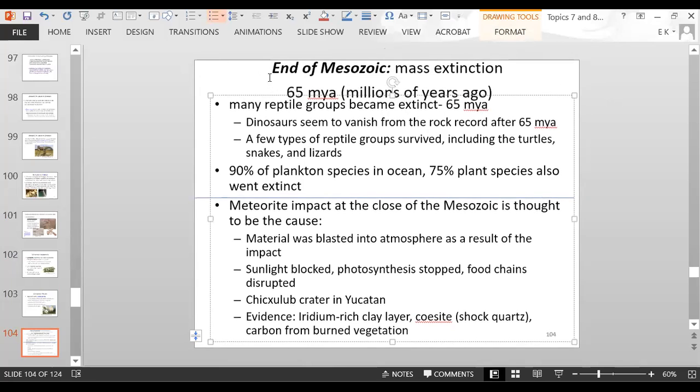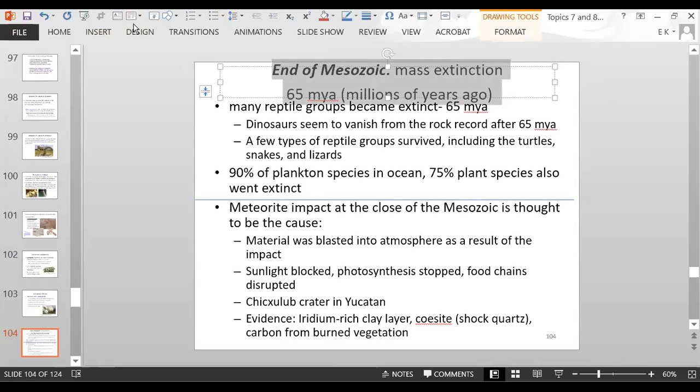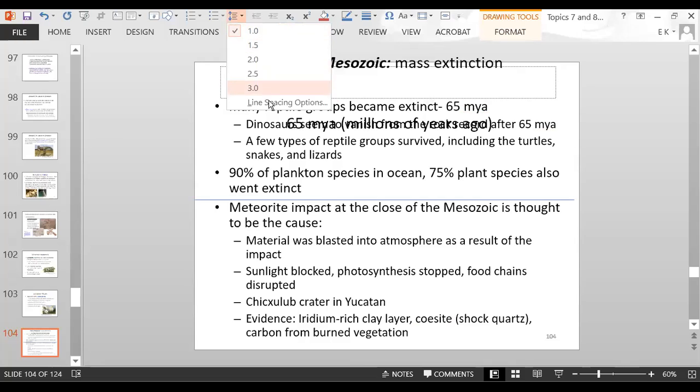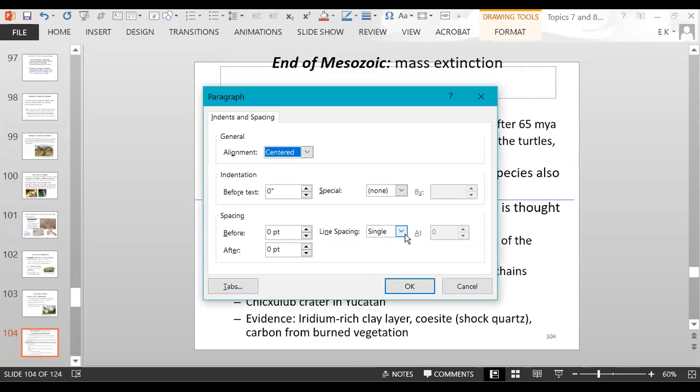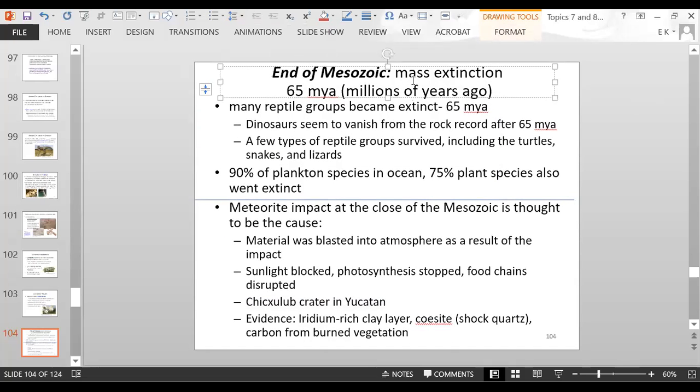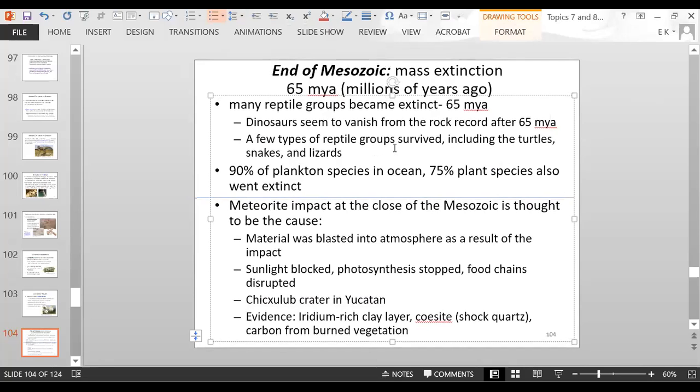Okay, so 65 million years ago, we had this mass extinction. Dinosaurs seem to vanish from the rock record after 65 million years. A few types of reptile groups did survive, and that includes turtles, snakes, and lizards. 90% of plankton species in the ocean went extinct, and 75% of plant species went extinct.